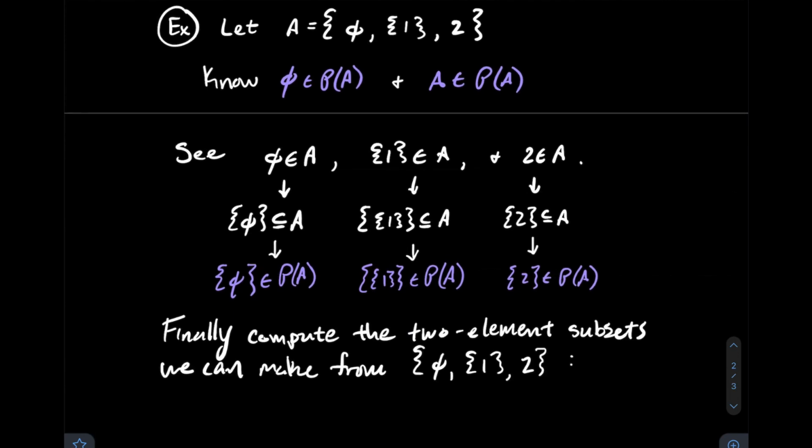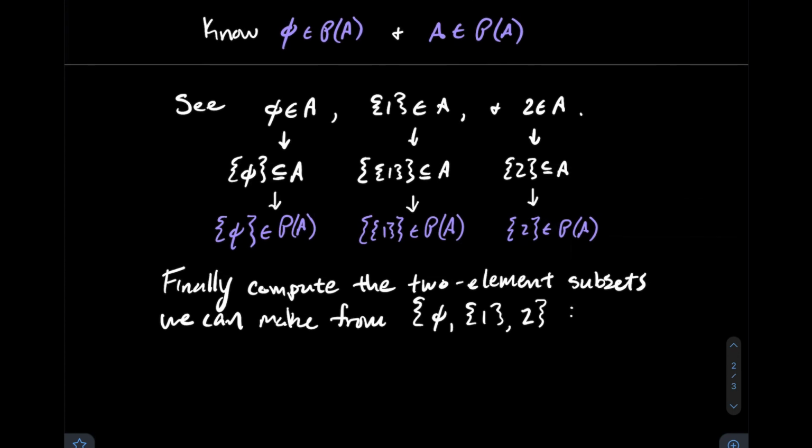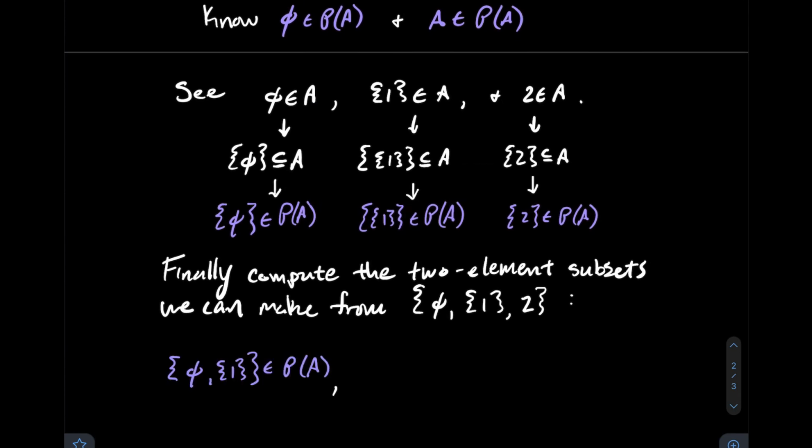So finally, we'll compute the 2 element subsets that we can make from this set, I should say. That's again my set A: empty set, the set containing 1, and 2. So what would it look like if I pick 2 at a time? Well, I could do the set that has empty and the set 1. So if I pick those first 2, that should be an element of the power set. What if I pick the empty set and 2? That should be an element of the power set. And the last thing, what if I picked the set containing 1 and 2? That would be my other 2 element subset.